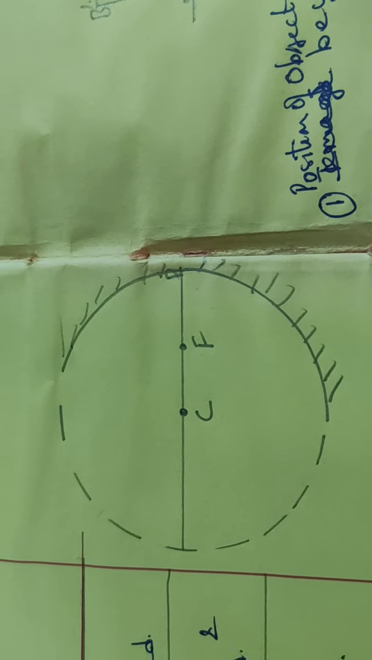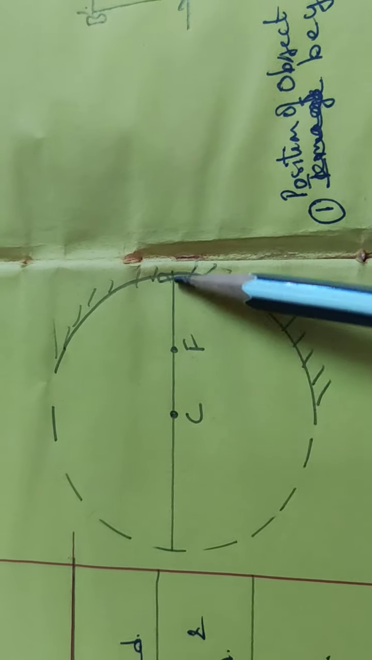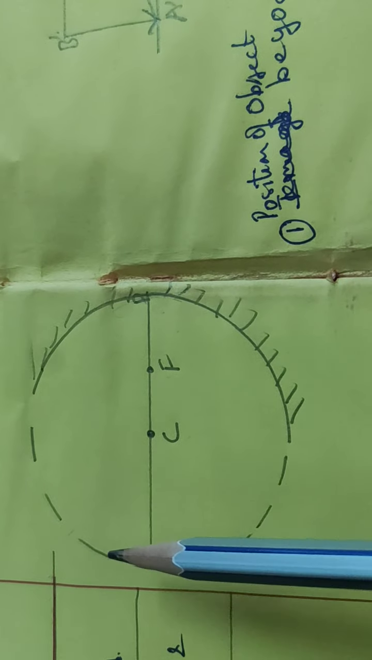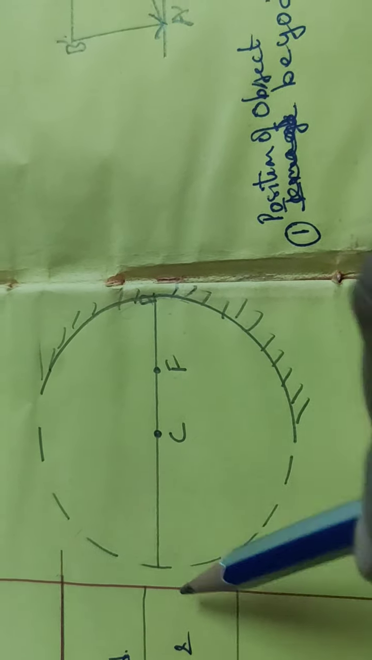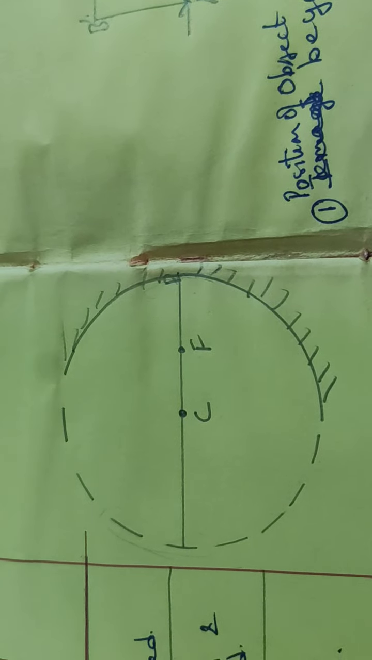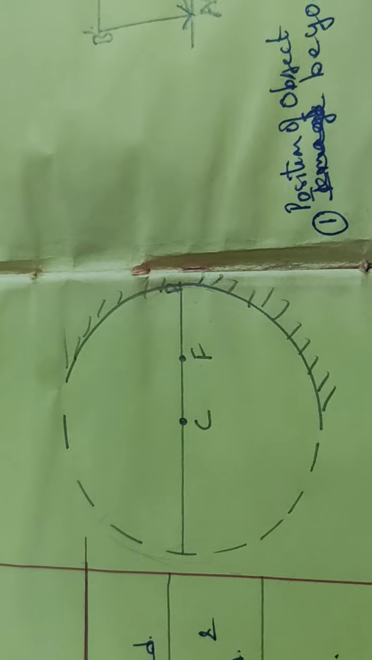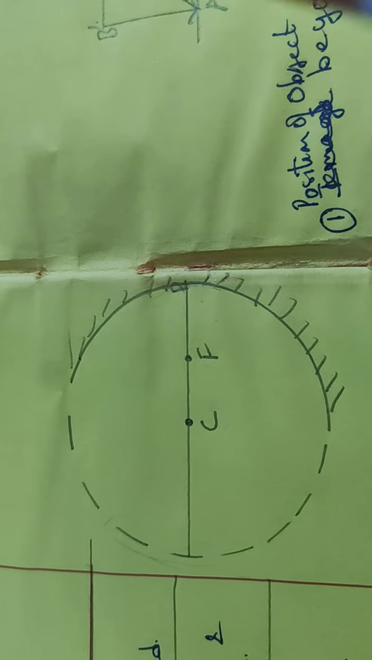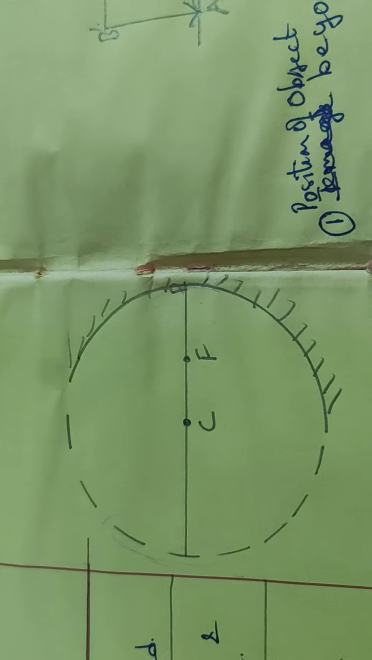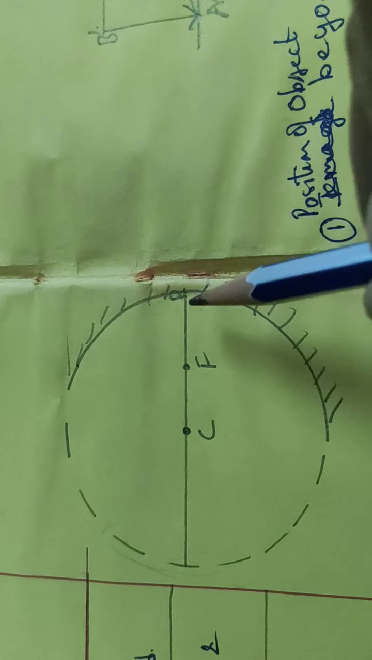A concave mirror is one where the reflecting surface is on the inside, and in a convex mirror the reflecting surface will be on this side, meaning on the bulged portion. So this is clear. Now let's come to the different points on a concave mirror. We will be talking about only the concave mirror in this video.